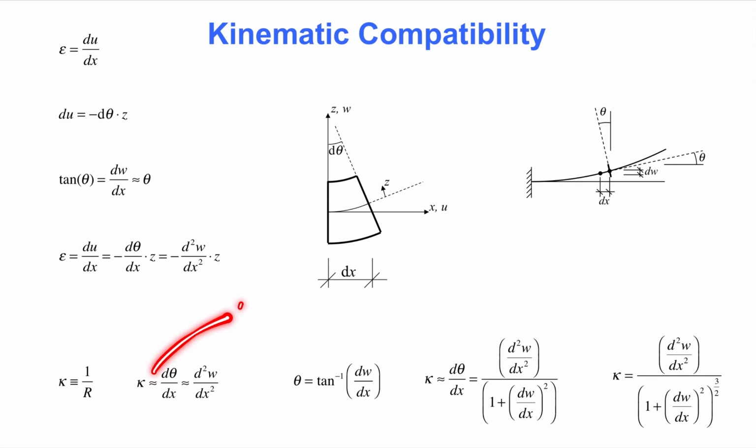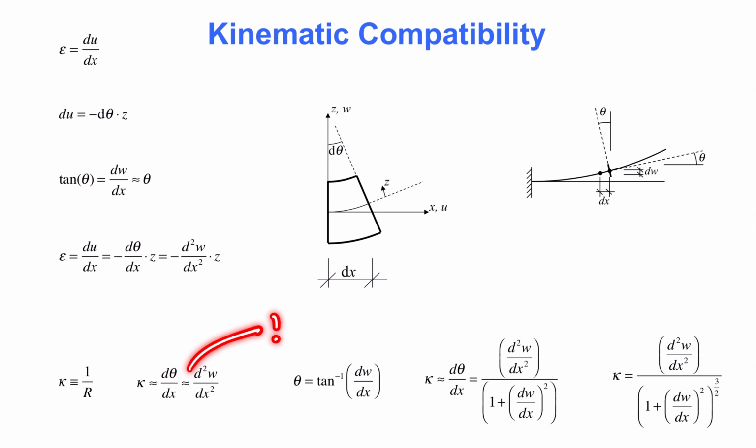The first alludes to the fact that differentiation is carried out with respect to the x-axis. Unless the deformations are negligible, this is inaccurate. Differentiation should be carried out with respect to an axis that follows the axis of the curving beam. The second approximation is due to our replacement of tangent of theta with theta itself.